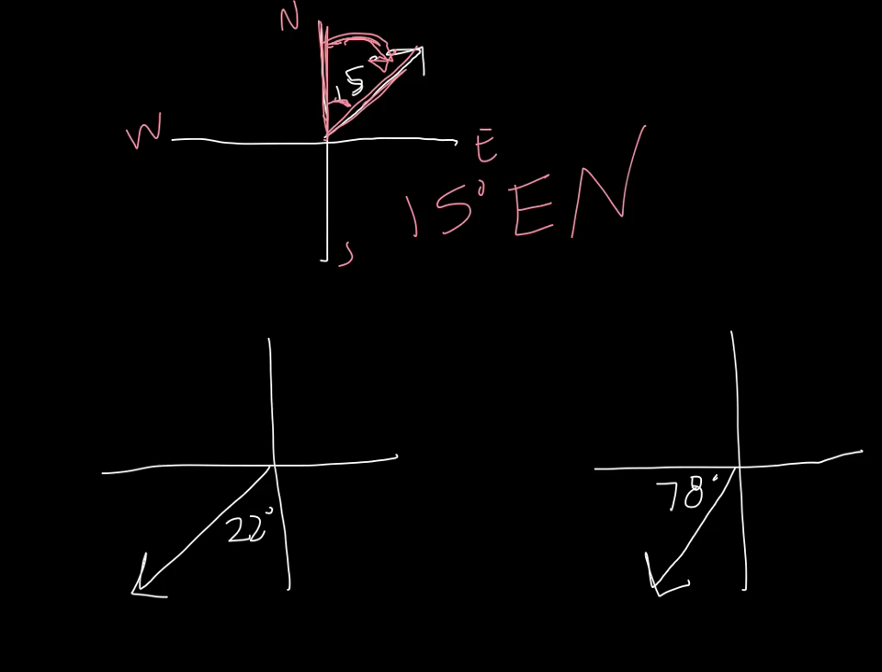I want you to pause the video and try to do the next two by yourself. In this case, here's my angle right here. So again, I'm in between south and west. So it's either going to be southwest or west-south. So it's going to be 22 degrees. I'm starting it from my straight line always. I'm moving to the left first. So that would be west-south.